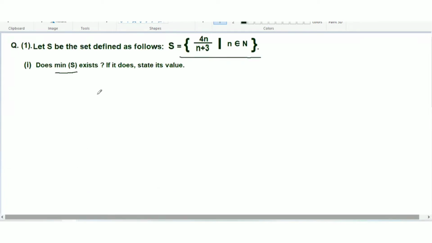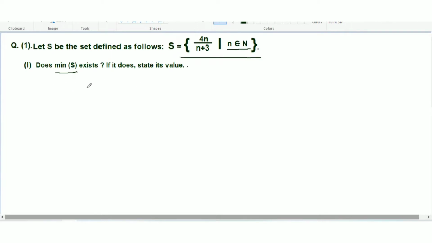So let's do the first question. Let S be the set defined as follows: S equals 4n over n plus 3, such that n belongs to the natural numbers. Based on this set, the first question is, does the minimum of S exist? And if it exists, we have to state its value. So let's find it out.